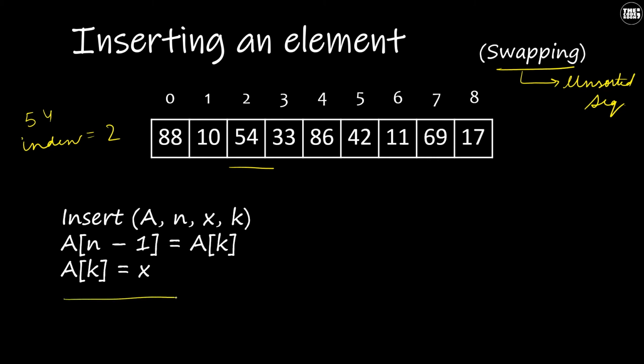This is a simple algorithm of inserting an element through swapping. In this we have only two statements. The first statement takes the element that was stored at the kth index and stores it at index n-1. The next statement stores the element x at the kth index. The time complexity of this algorithm is theta of 1 because the statements take constant time.